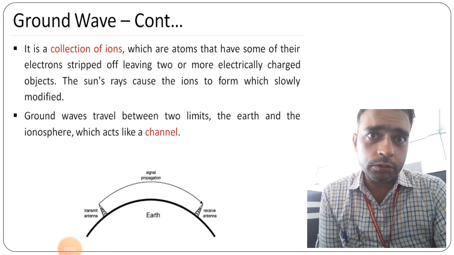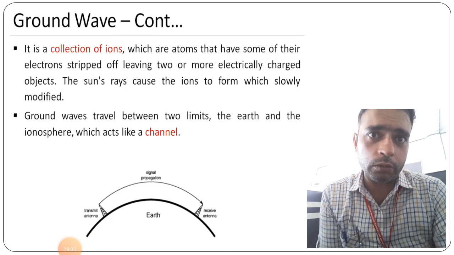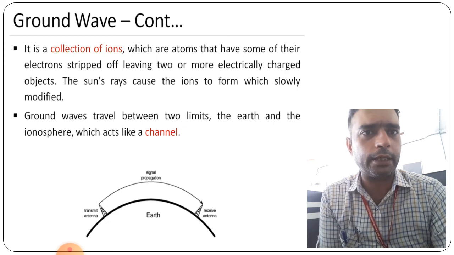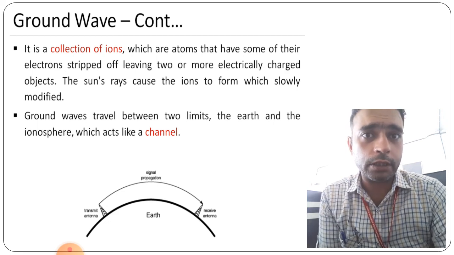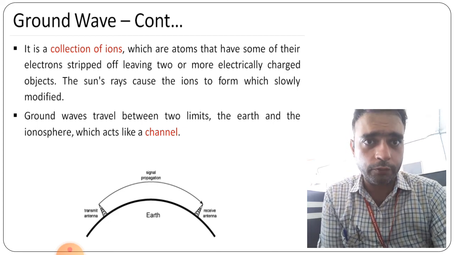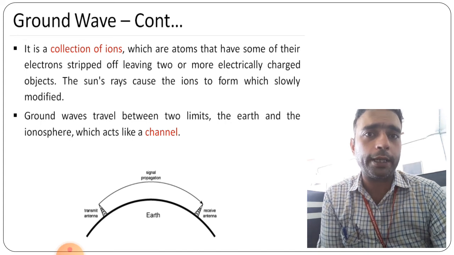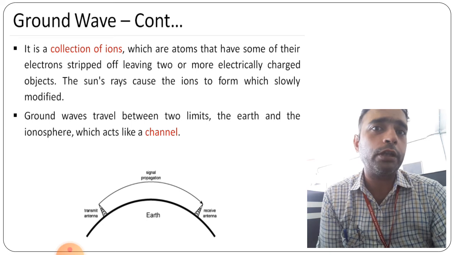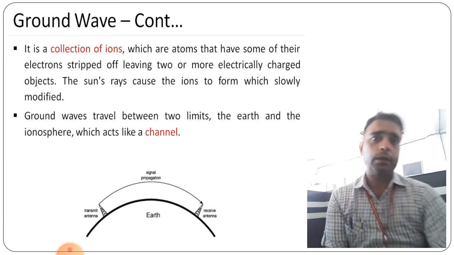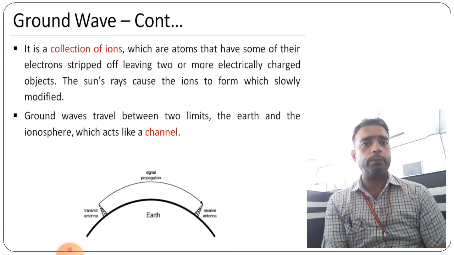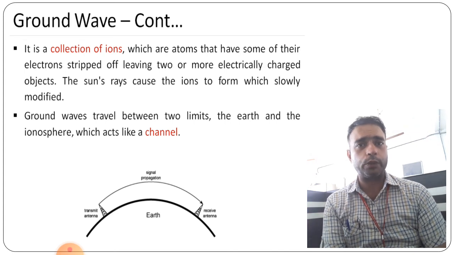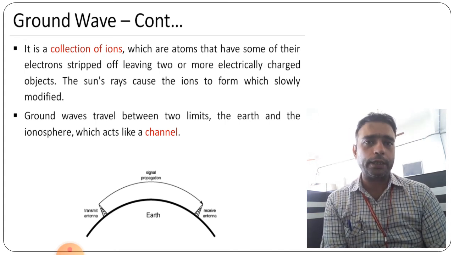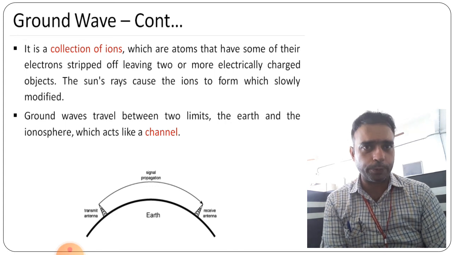Now what is the ground wave? It can also be called a collection of ions, which are atoms that have some electrons stripped off, leaving two or more electrically charged objects, we can say. This is the definition of the ground wave, right? It can be a collection of many ions, in which there are many atoms that are electrically charged, two or more electrically charged objects.